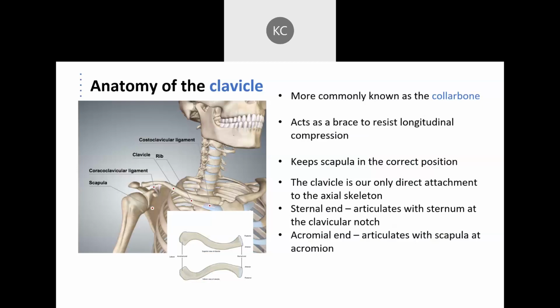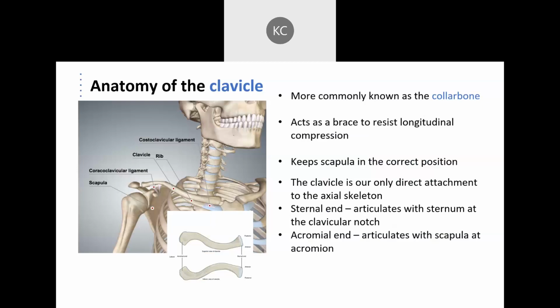Okay. This serves as a brace to resist longitudinal compression. So based on the orientation and based on the shape, you kind of see that it has this S-shaped, sigmoidal shaped curve to it. This allows the clavicle to resist and withstand compression in a longitudinal plane. The clavicle is also extremely strong, so it takes a lot of force to break the clavicle. So you're more likely to dislocate it or move it out of position than to actually break it.